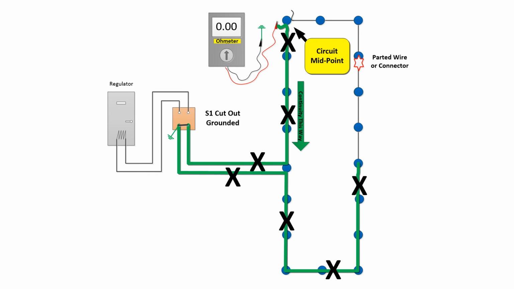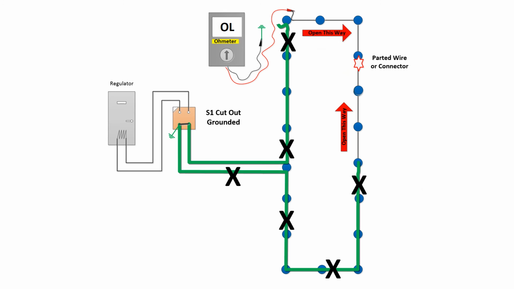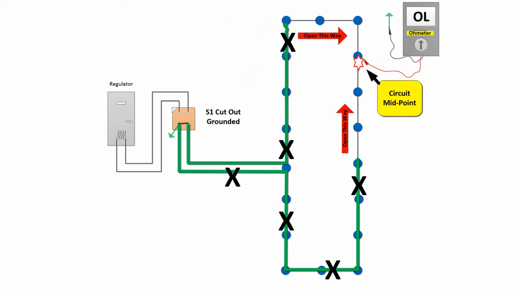So our next move is to split the circuit in half again and test for continuity. Here you can see that I have continuity between this point and this S1 cutout. So by doing two test points, I've eliminated 75% of my circuit. We now know that our parted wire is in this 1/4 of the circuit. So the next step is to go to the midpoint of the remaining circuit and test again.